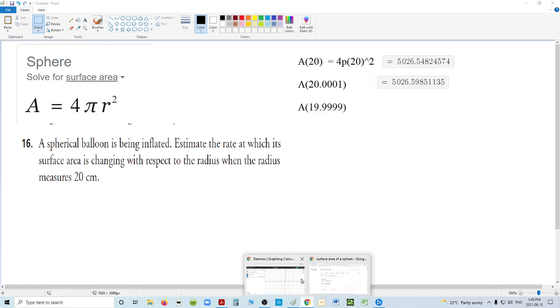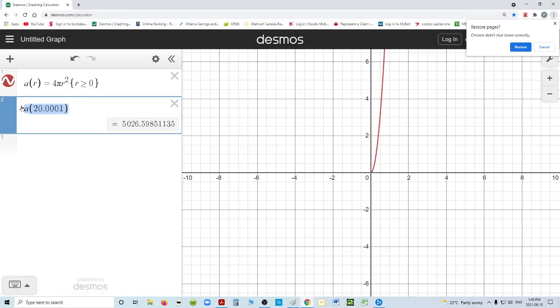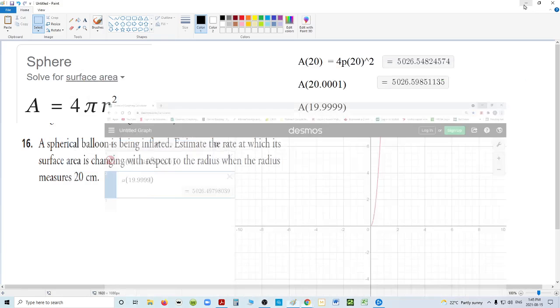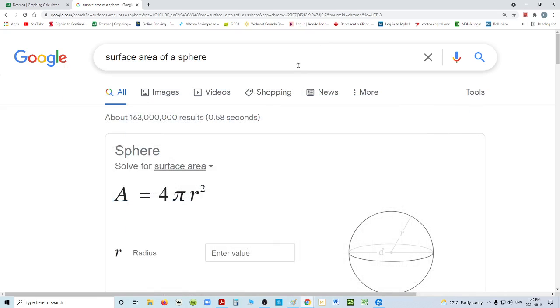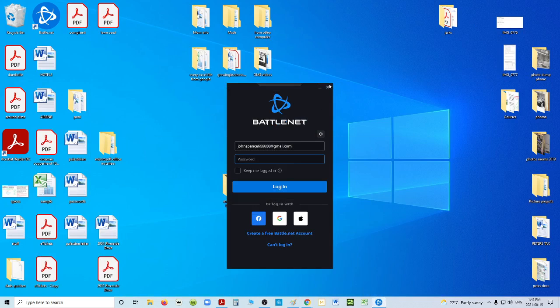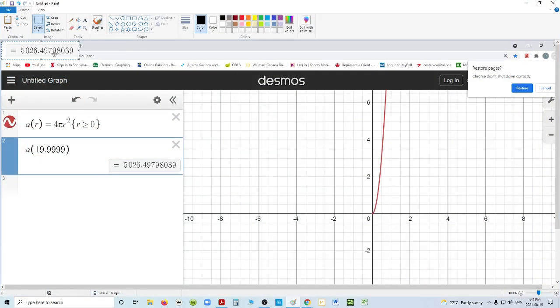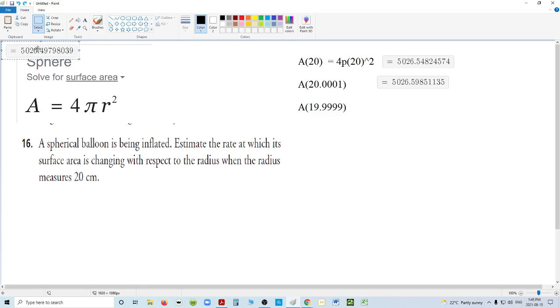And then when I take the area when the radius is slightly smaller, 19.999, it's that. Now I want you to note something that is easy to mess up. When you're taking slope of something, you need to take the point just after it. This one's slightly smaller than this one. See, it's 4.9 instead of 5.4. Now, I want to make a point here before I move on.